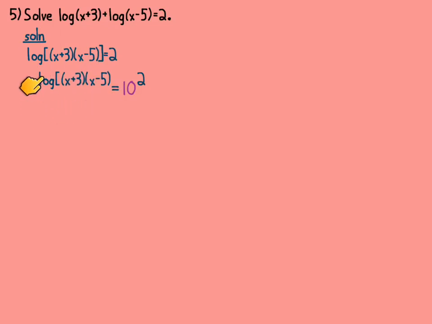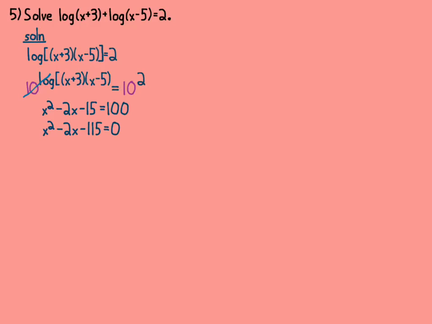Okay, so now these two are going to cancel, and I'll get this quadratic, right? I just multiplied the quadratic out on the left. x plus 3 times x minus 5 gives me x squared minus 2x minus 15. Check that. Right? And 10 squared, of course, is just 100. So now I'm going to subtract the 100 over. And make sure you do that right.